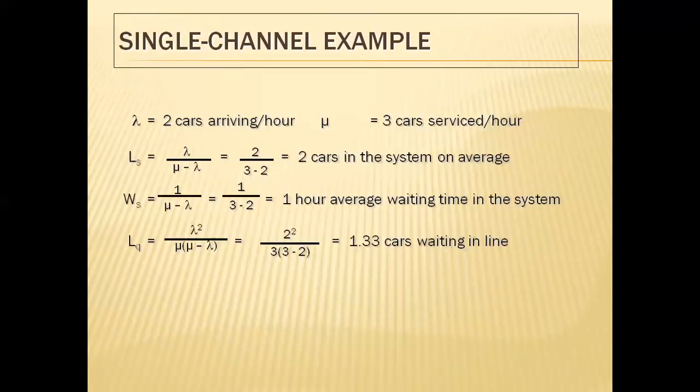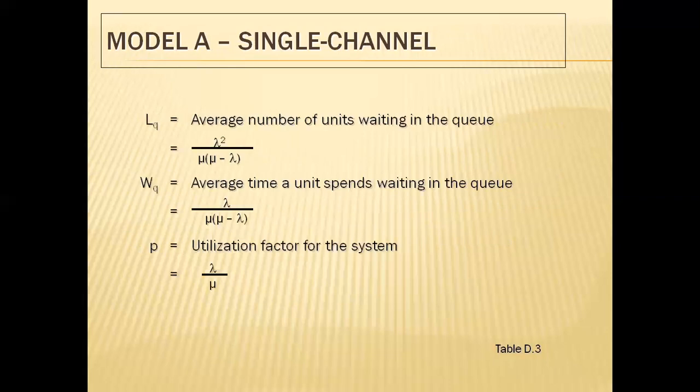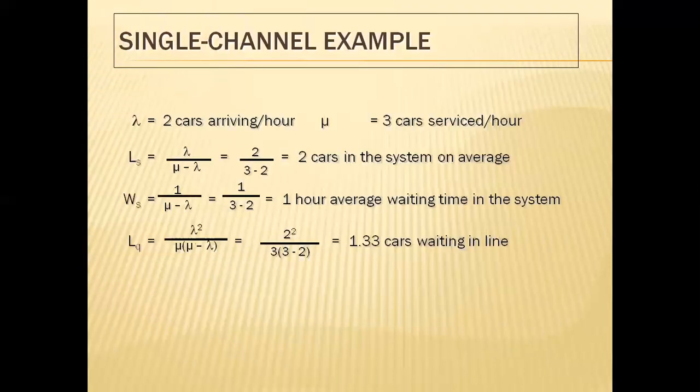So here, considering an example of a single channel system, with the terminology taken and its calculations as follows. Lambda is two cars arriving per hour, mu is three cars serviced per hour. So we are calculating the average characteristics, that is L_S, and L_Q, the average number of units waiting in the queue. Considering L_S, that is lambda by mu minus lambda, that is 2 by 3 minus 2, hence 2 by 1, which is 2 cars in the system on average.